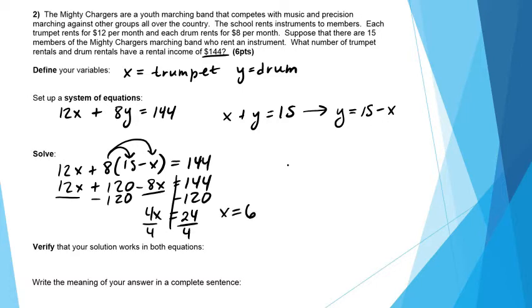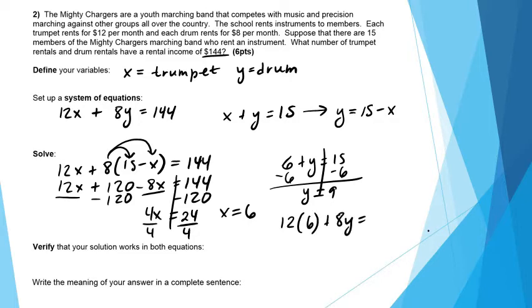So I'm thinking that x is 6, but I need to check both of my equations. I know that if x is 6, I'm going to say 6 plus y equals 15. And if I subtract 6 from each side, I get that y equals 9. And I'm going to check my other equation as well. So 12 times 6 plus 8y equals 144. 12 times 6 would give me 72, plus 8y equals 144.